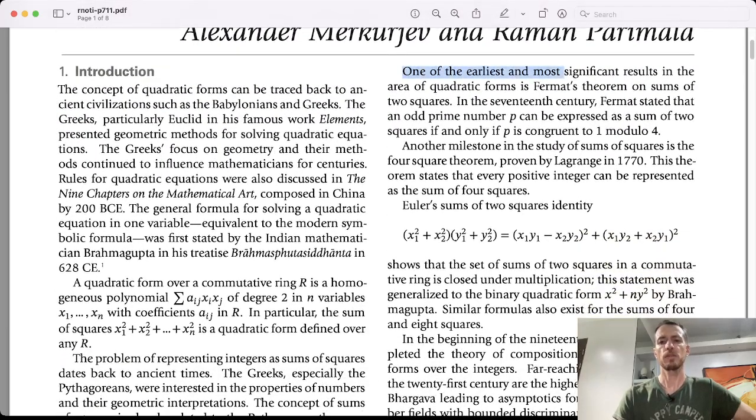One of the earliest and most significant results in the area of quadratic forms is Fermat's theorem on sums of two squares. In the 17th century, Fermat stated that an odd prime number p can be expressed as a sum of two squares if and only if p is congruent to 1 mod 4.